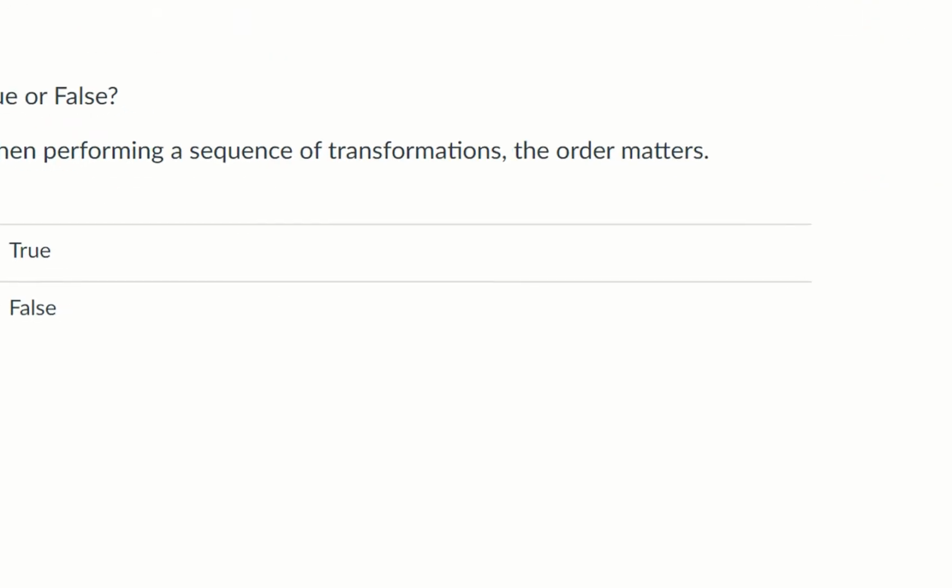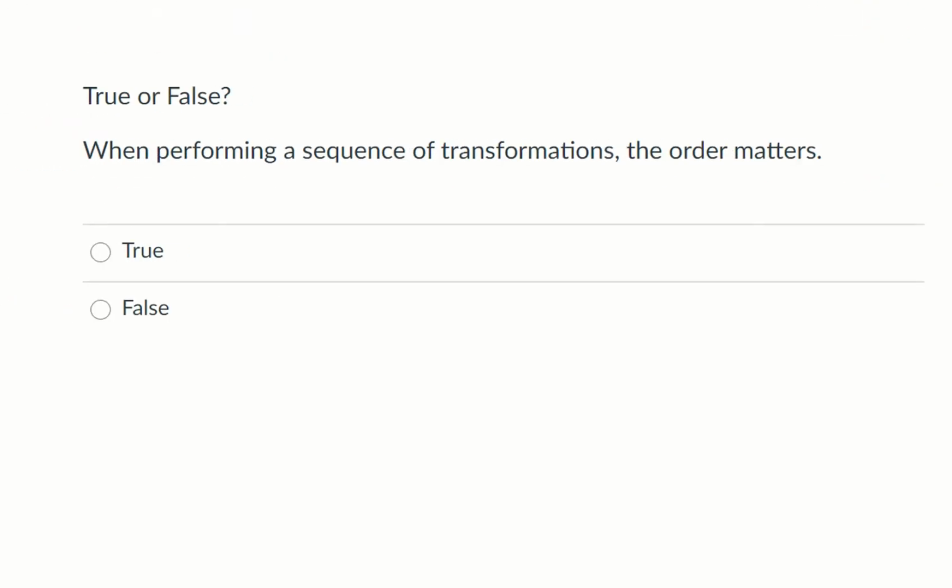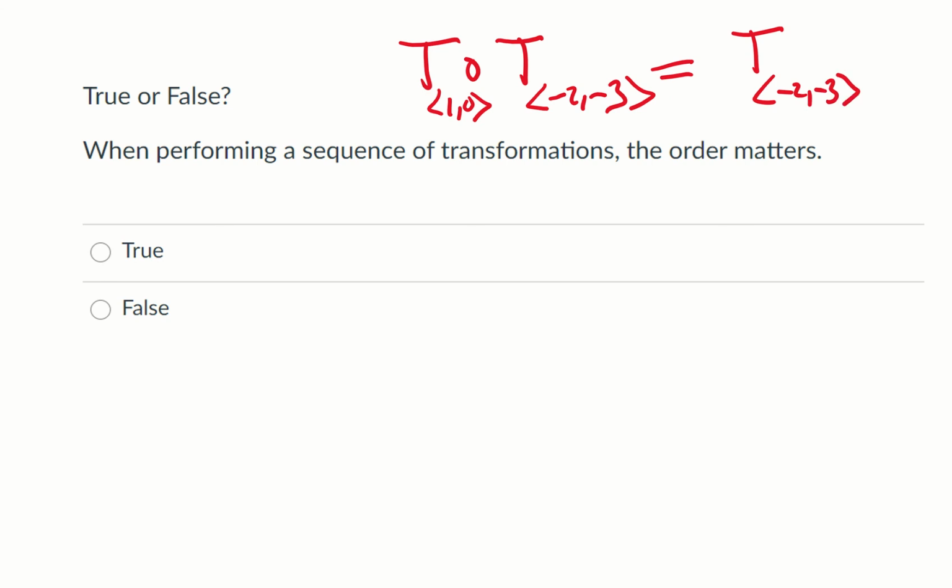All right, true or false? When performing a sequence of transformations, the order matters. Is that true or false? So this is true. When you perform a sequence of transformations, order matters if you're not doing only translations. So if you're doing 2 translations together, let's say a translation 1, 0, then a translation -2, -3, it does not matter if you're reversing the order when you're doing translations.